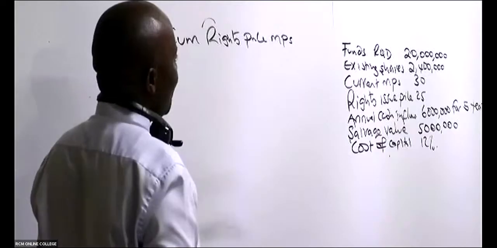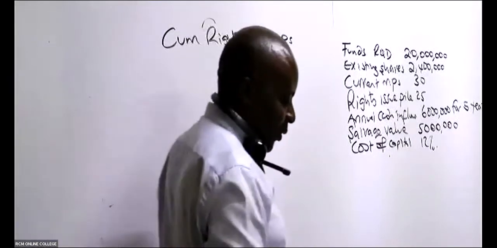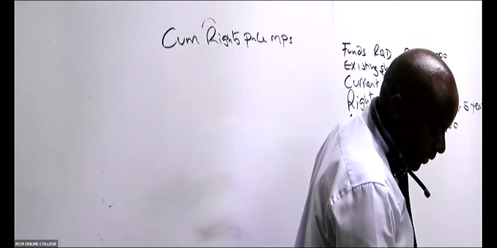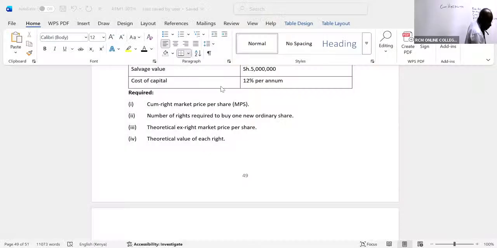So CAM rights price. Let's read this very well. What do they want us to give them? There is a repetition there. So CAM right MPS. So it is CAM rights market price per what here, somebody? Per share.